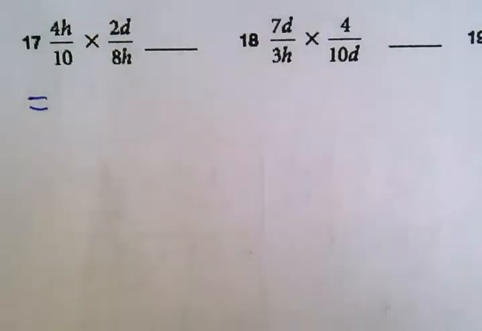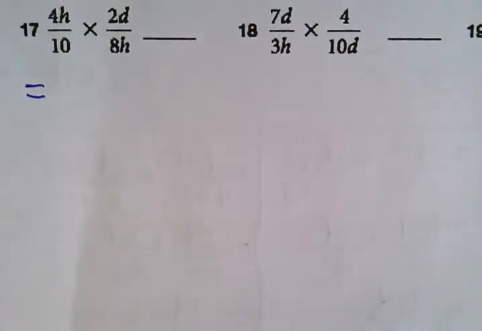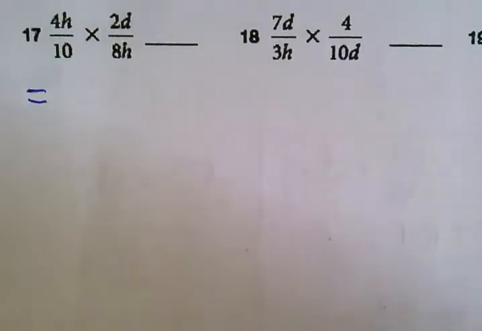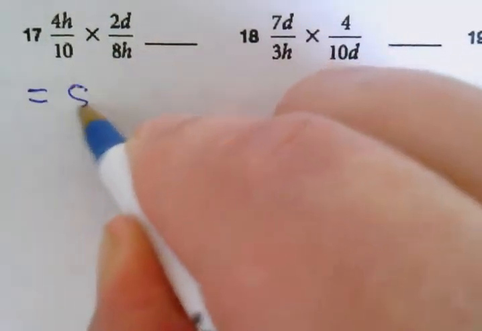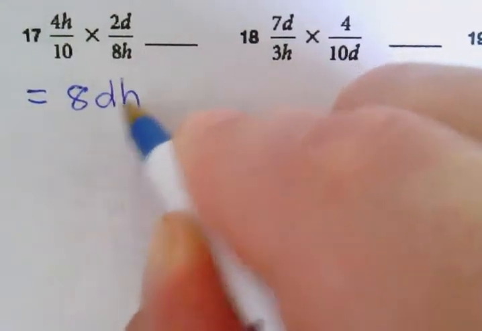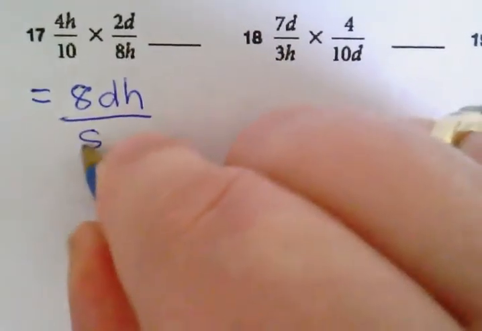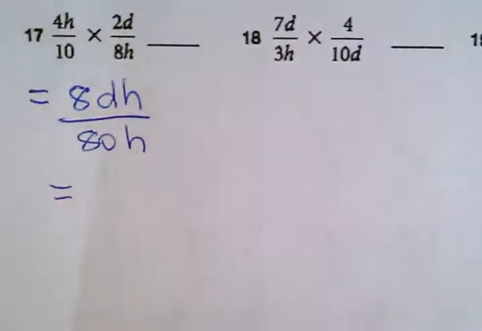You know what? I think if I start cancelling, it's going to get very, very messy. I'm not going to cancel. I'm just going to multiply the numerators, multiply the denominators. What have we got? 8DH over 80H. I think it's easier not to cancel.